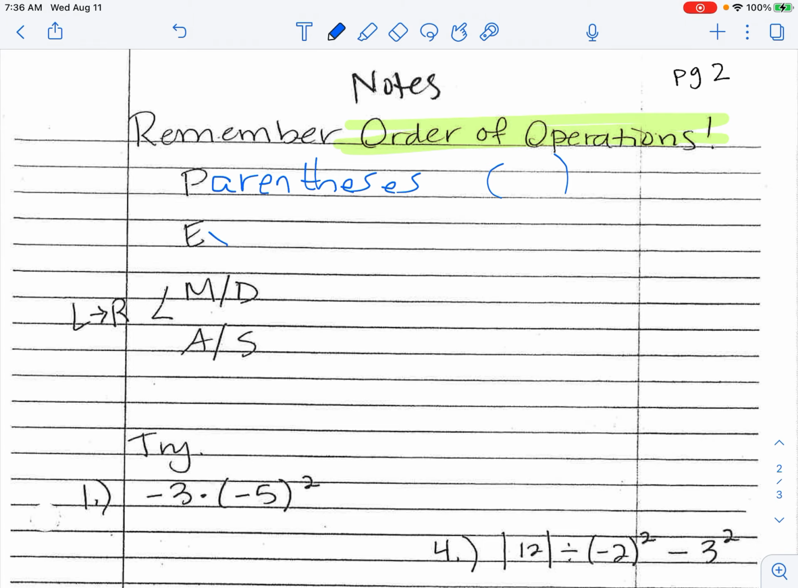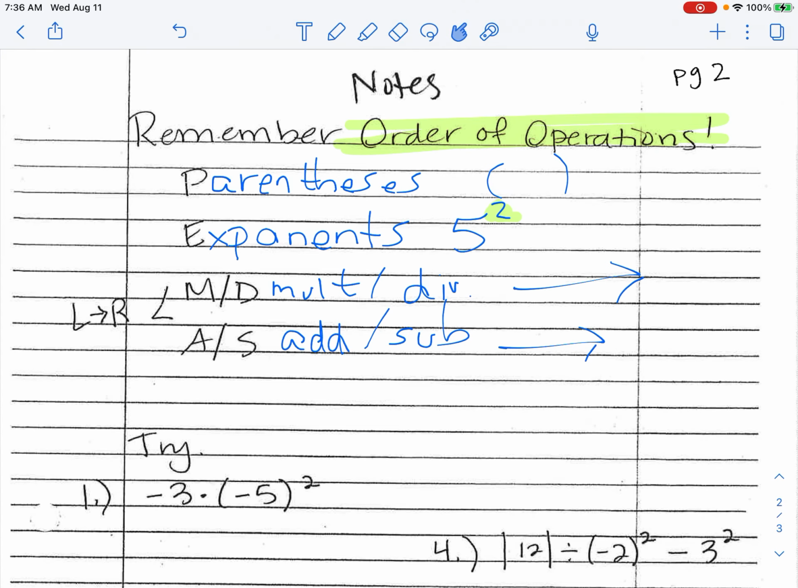Next thing you want to look for are your exponents. So remember, that's if you see something like 5 squared. Next thing you want to look for is multiplication and division, but those go from left to right across the problem. And the very last thing that we're going to solve, going from left to right, is addition and subtraction, from left to right across the problem.